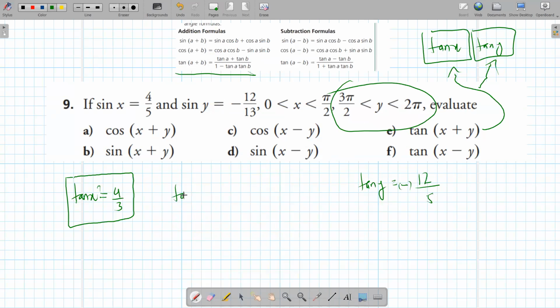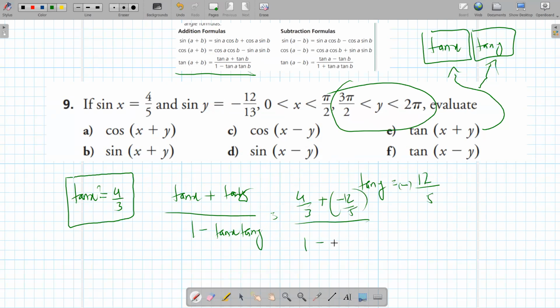So it's going to be tan x plus tan y all over 1 minus tan x tan y. Tan x is 4/3. Tan y is negative 12/5. All over 1 minus tan x, which is 4/3, times tan y, 12/5, like that. And well, I'm lazy. I'm not going to do that by hand, but you can if you're feeling brave. My calculator gives it to me. So should yours if you know how to use fractions on your calculator. The answer to this is minus 16/63.